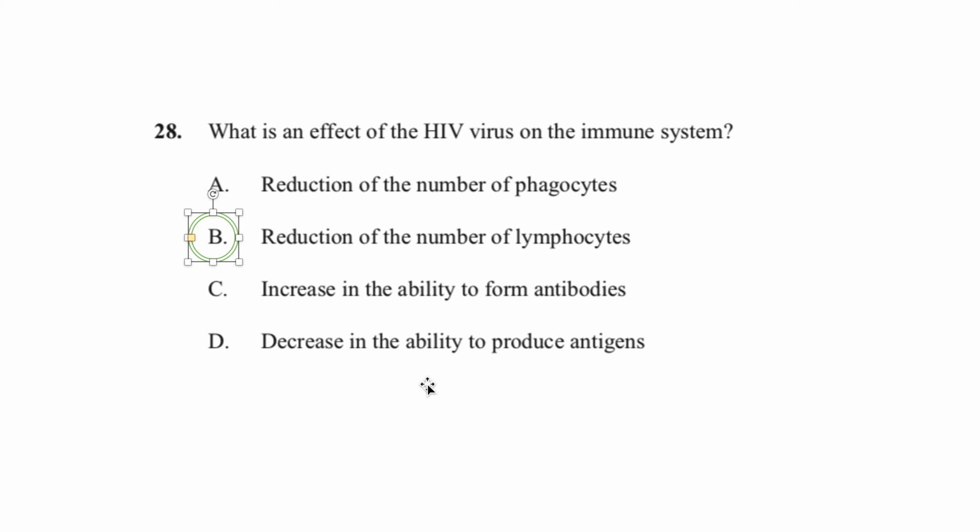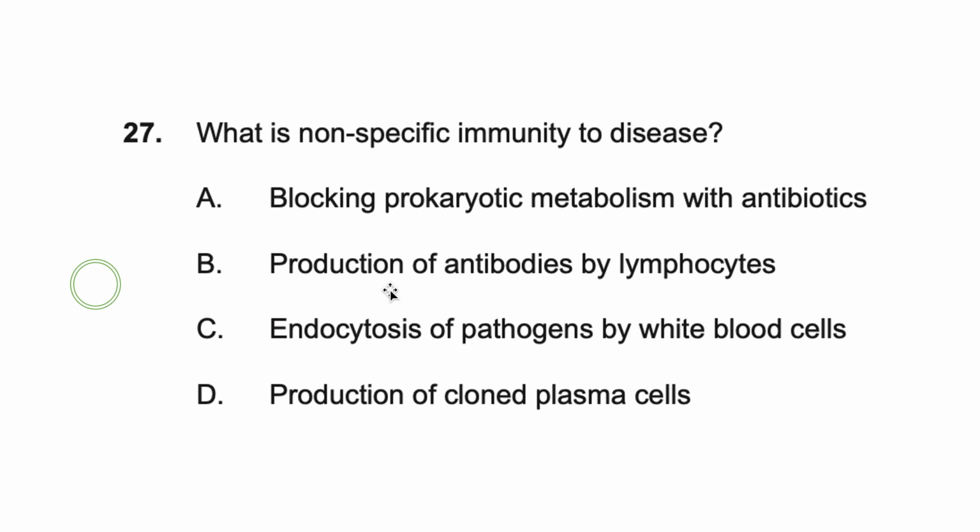They lead to the increase in ability to form antibodies. No, they don't. They actually lead to the reduced ability, because by killing T lymphocytes, which are supposed to what? They're supposed to activate B lymphocytes, and B lymphocytes make antibodies. So in fact, the HIV causes a reduced ability to form antibodies. So they decrease in the ability to produce antigens. Nope, that's not even relevant. The answer is B.